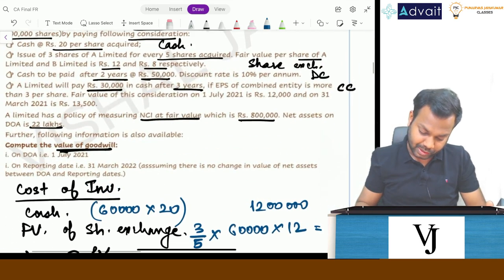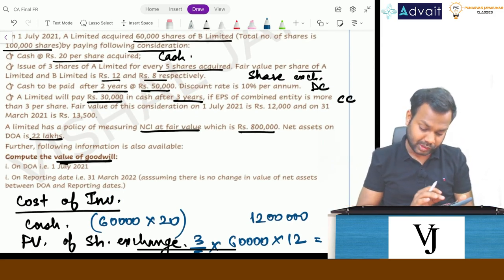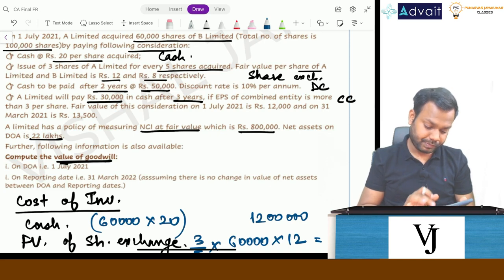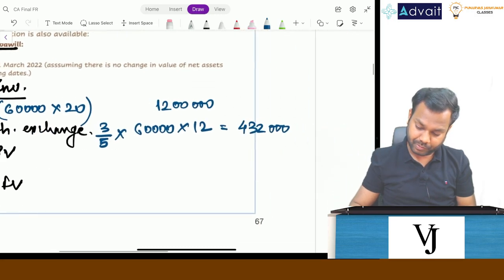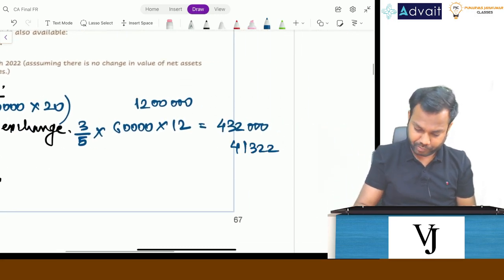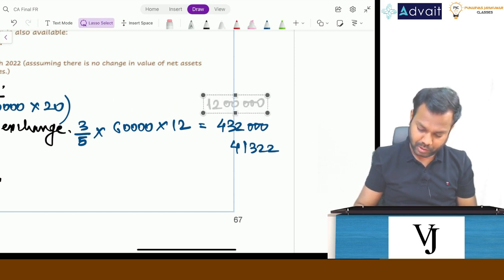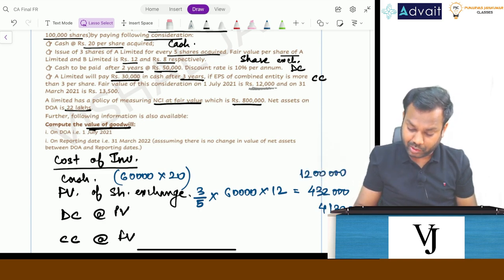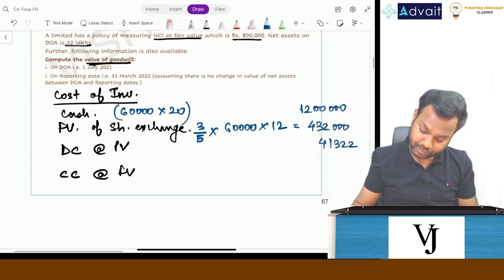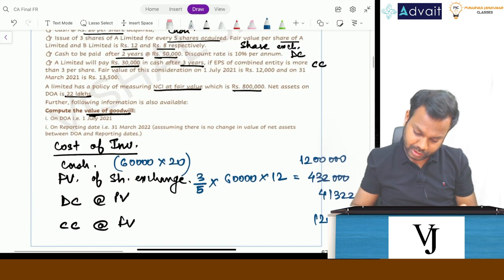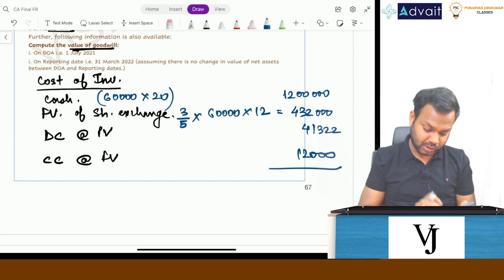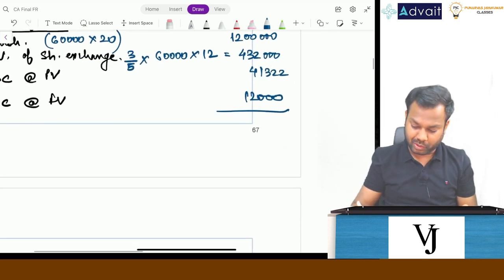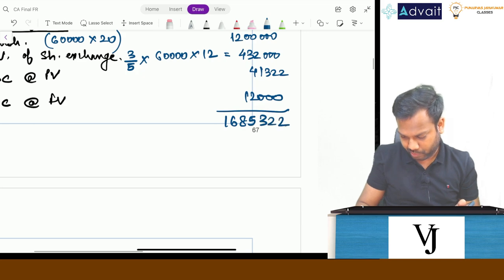Now, deferred consideration at present value of 50,000 for 2 years at 10%. Then 30,000 is the contingent consideration. What is the fair value, tell me guys. Fair value of the consideration on 1st July, that is on the date of acquisition, is 12,000. We'll take 12,000. Now, this is the purchase consideration. Let's add it up. 12 lakhs plus 12,000 plus the rest comes to 1685322.